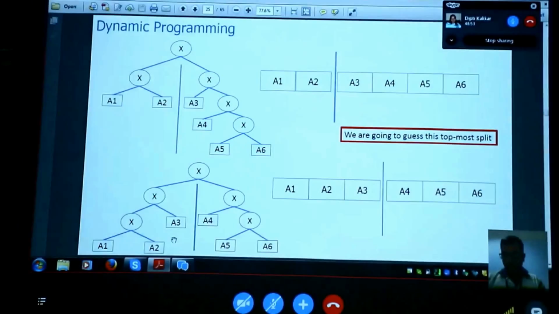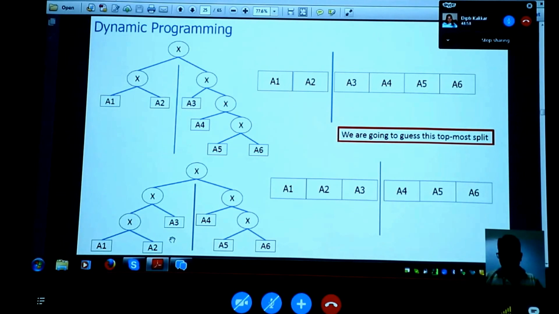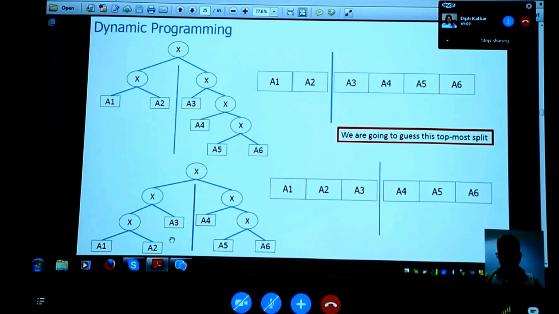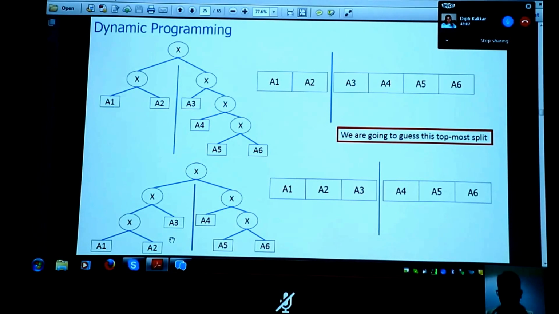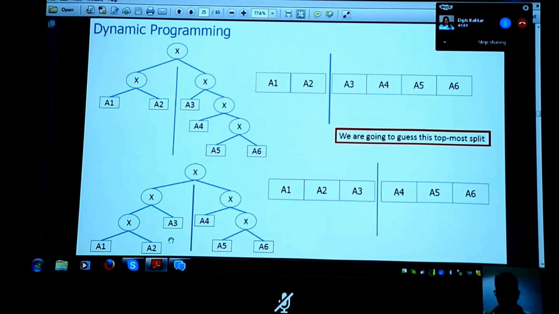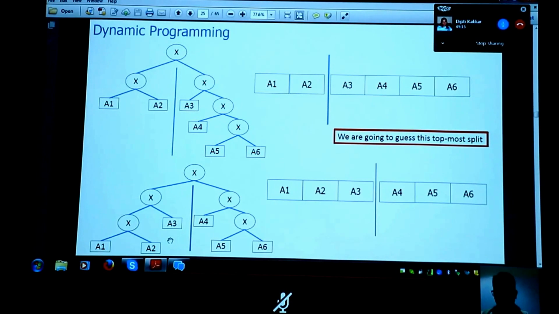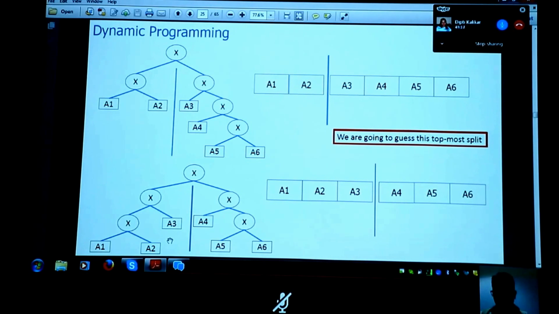So now let's write the dynamic program. You might have already seen this dynamic program also, but let's look at it from the terminology, the framework we have been using so far. The dynamic program is going to do the following. We don't know what this tree looks like, right? Which tree is the optimal tree? We don't know. So what we are going to do is guess the top split. Guess this split.